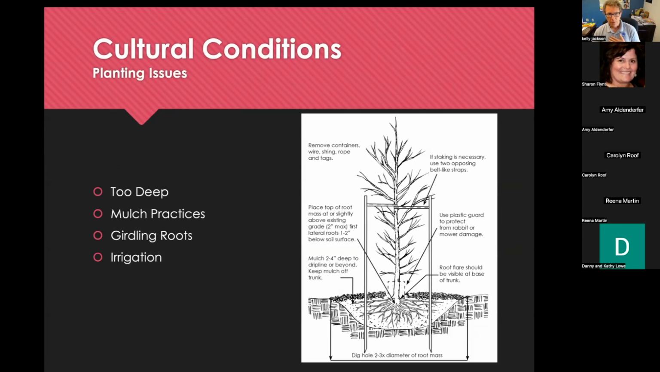The next issue, planting issues, right? As we think about cultural conditions, people still make a lot of mistakes when it comes to planting. And that process doesn't start in the landscape. It starts at plant selection. It starts at the nursery or at the box store or from the source that you buy plants online, wherever the plant stock is that you get it from. That's where the first issue can be encountered and the first remediation can be applied, is when you get that plant.